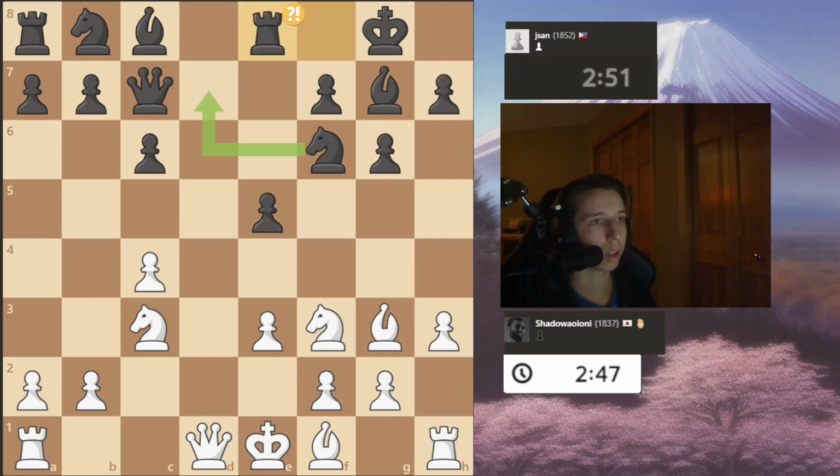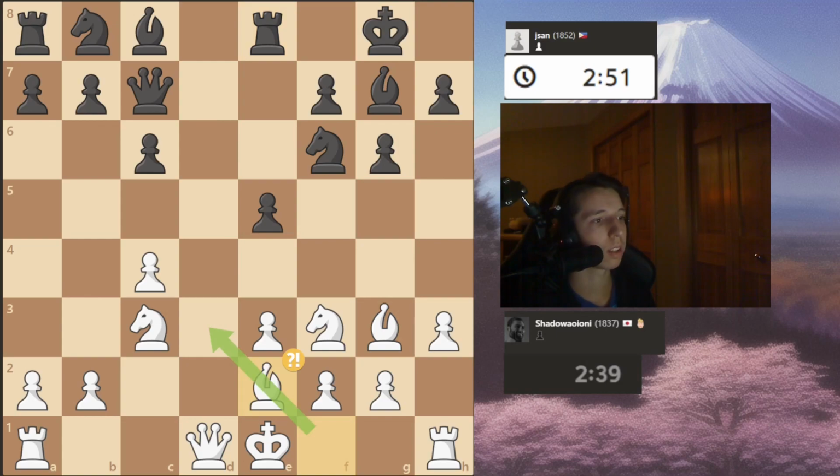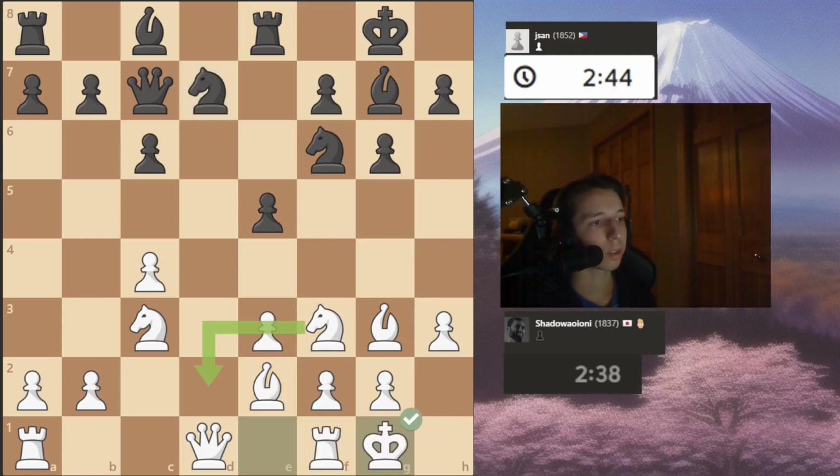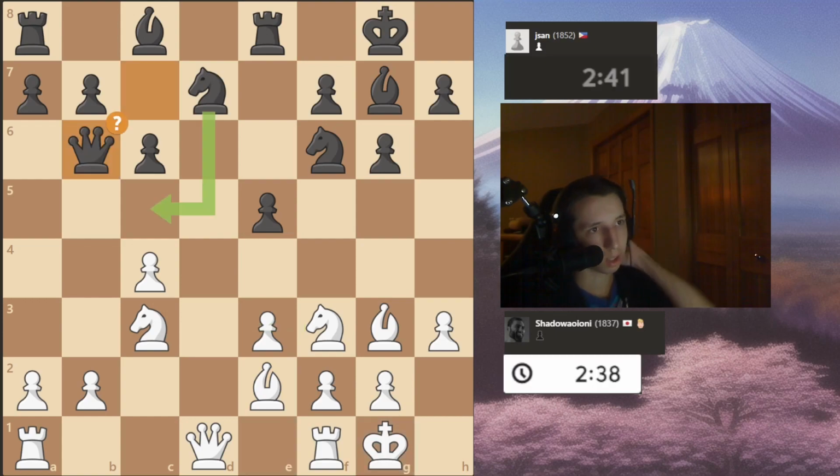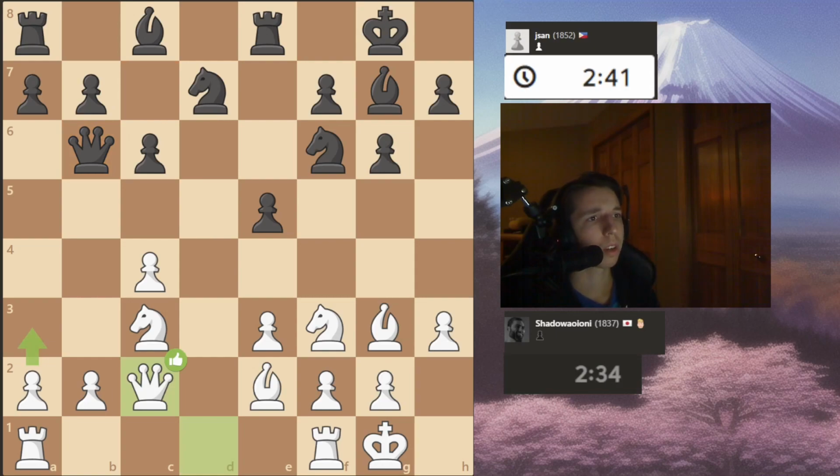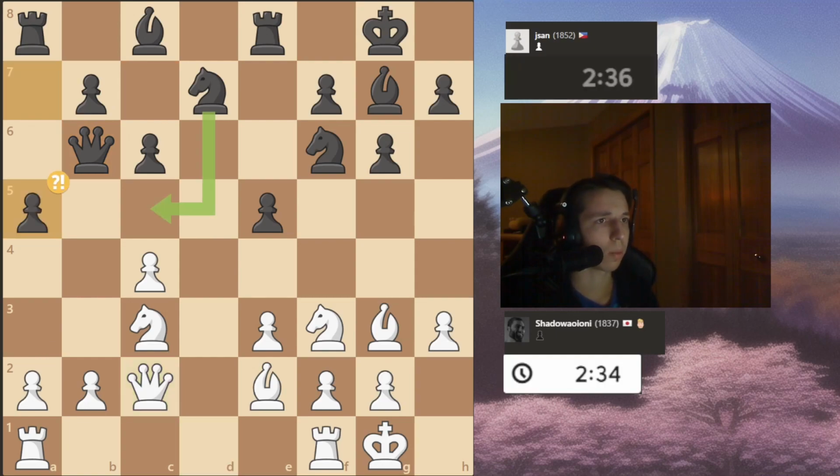Inaccurate. Okay, inaccuracy as well. I decided to develop and castle here, which is fine, just equal. No advantage for either side, except for this. Okay, yes, I have a small advantage now.